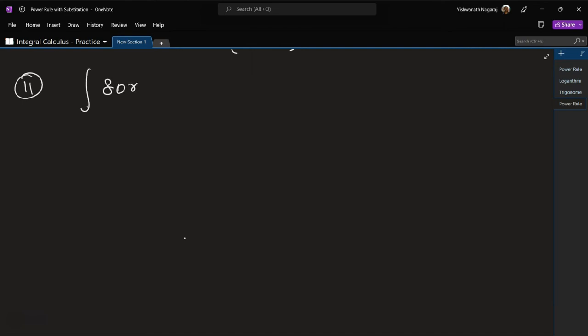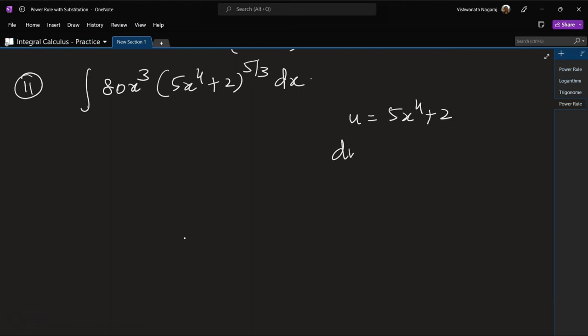integral of 80x cube times 5x to the power of 4 plus 2 to the power of 5 by 3 dx. So u is equal to 5x to the power of 4 plus 2, du is equal to 20x cube dx. Right? So here let's factor out 4. We'll be left with 20x cube dx. So perfectly fine. So u to the power of 5 by 3 du.